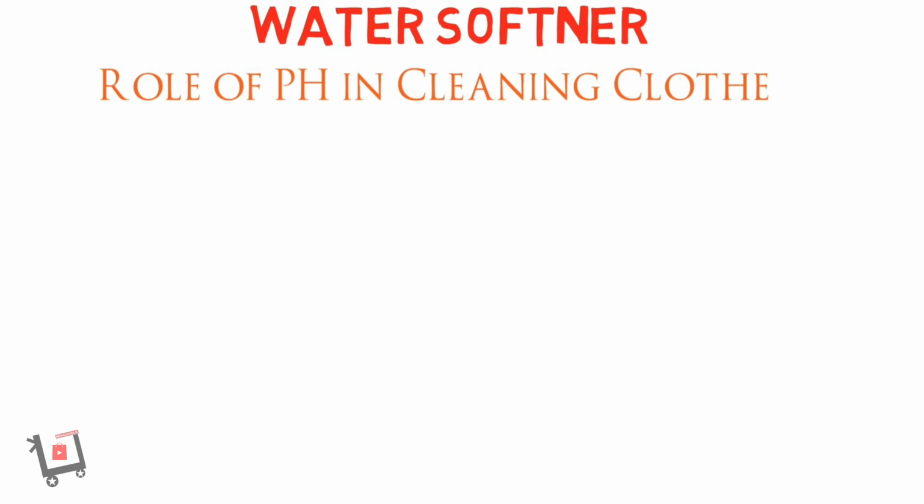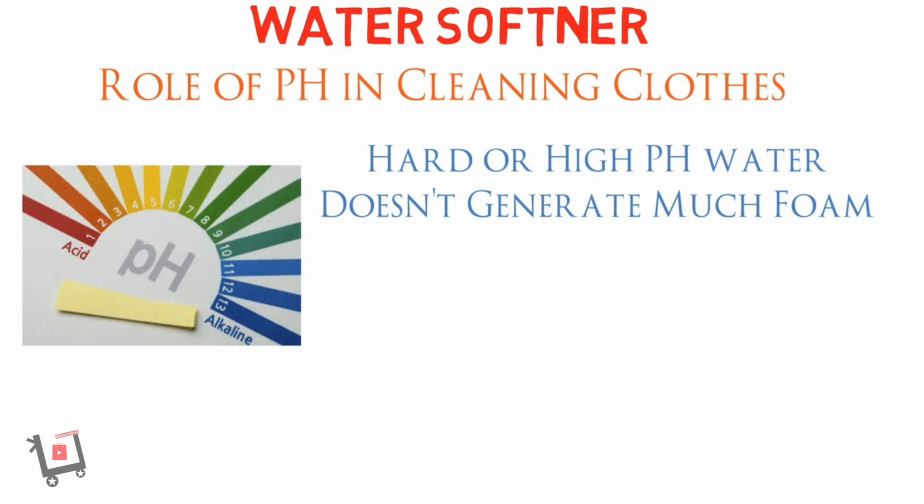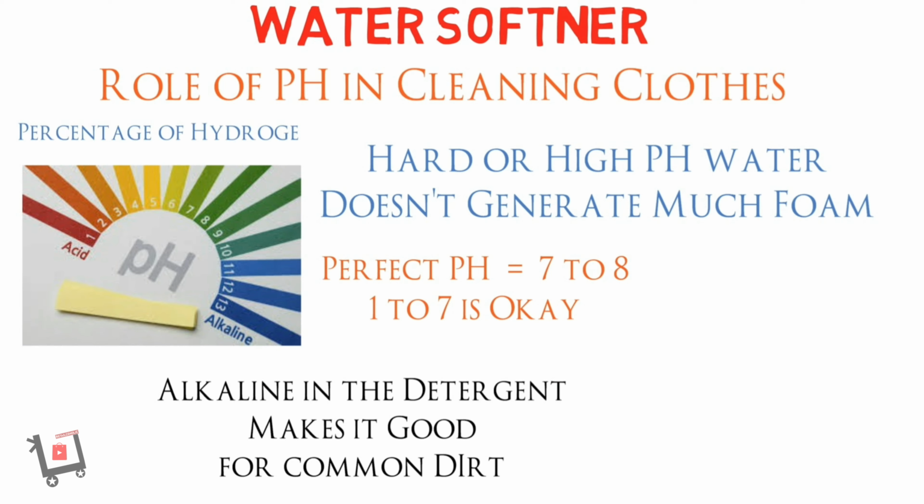Our next point is water softener. Before understanding about water softener, we must understand about pH, and the role of pH in cleaning clothes. When we use detergent in high pH or hard water, that is more than 12 plus, it doesn't generate much foam. The alkaline in the detergent makes it a good cleaner for common dirt. For detergents to be effective, you need to have perfect pH. pH is percentage of hydrogen, which measures acidity and alkalinity.